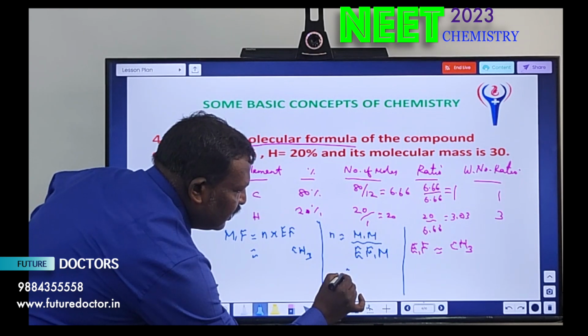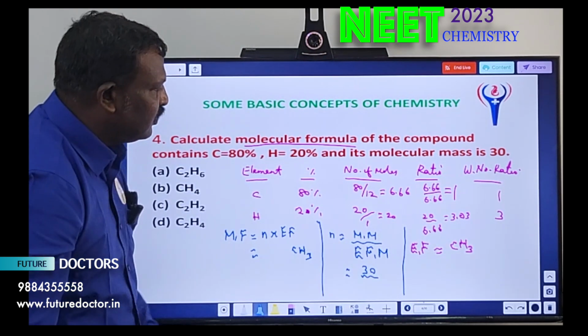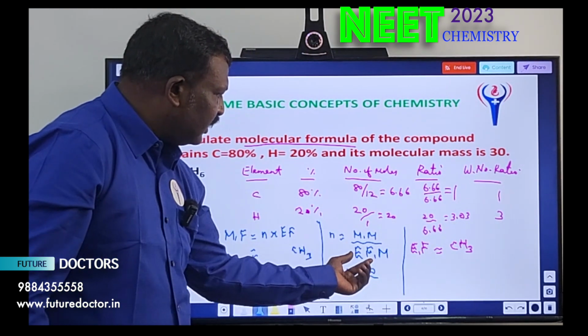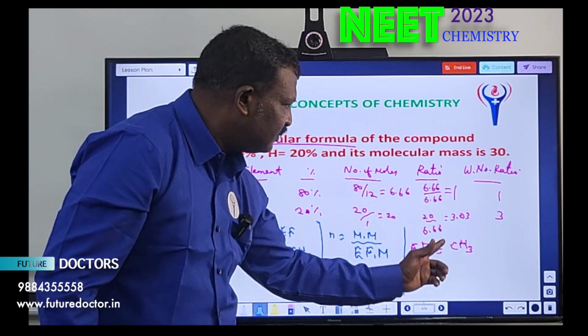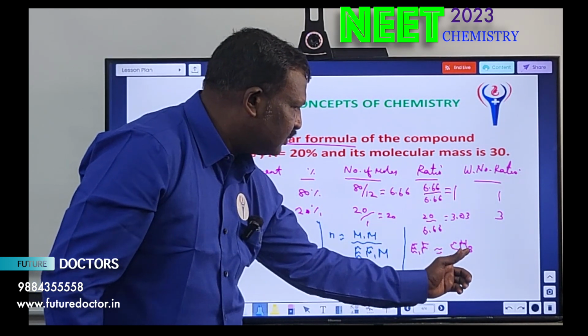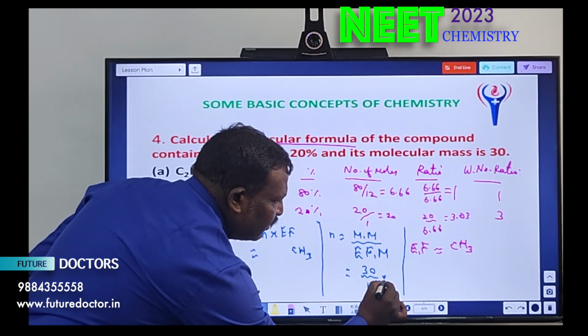Simple one. Molecular mass is 30, divided by the empirical formula mass. We can calculate the empirical formula mass from the empirical formula, isn't it? So you know that. Try to understand. Carbon is 12, plus 3, we got 15. Right. So the answer will be 2 times.